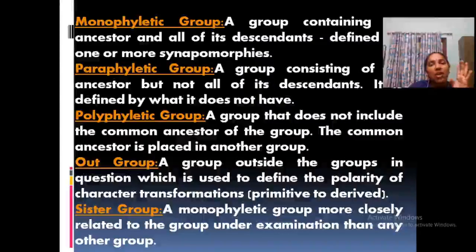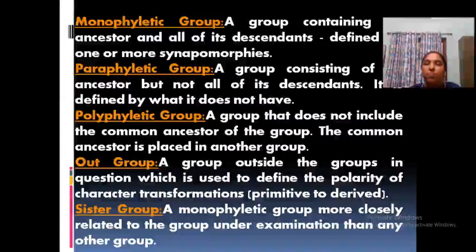Then what is a paraphyletic group? This group consists of an ancestor but not all the descendants, so only some of the descendants are included. Then polyphyletic means a group that does not include the common ancestor of the group. Everything unrelated. Okay, monophyly: an ancestor and all its descendants. Paraphyly: an ancestor and some of its descendants. Polyphyly means no relation at all, a group that contains no ancestor.